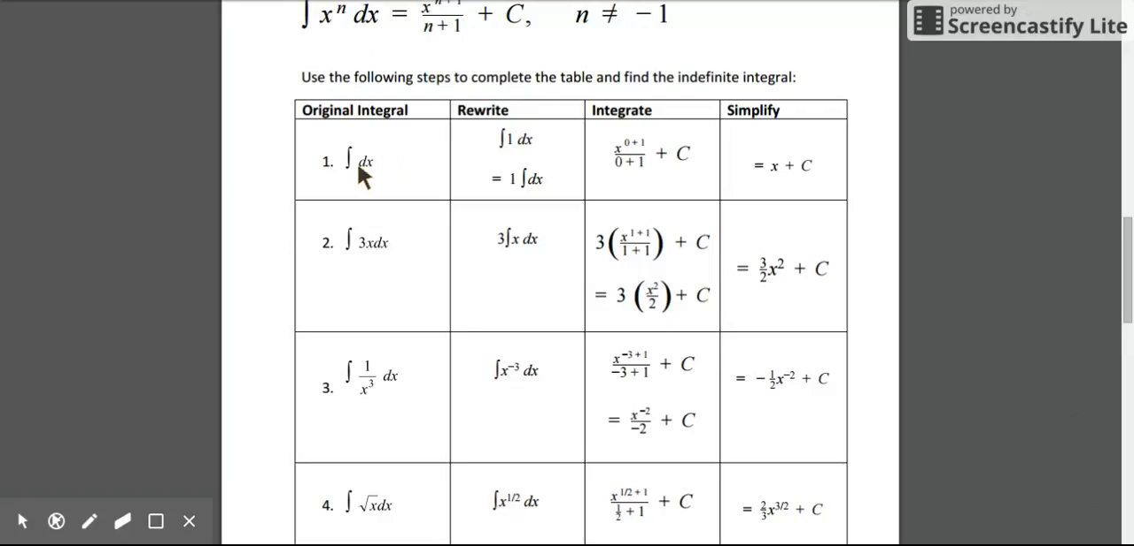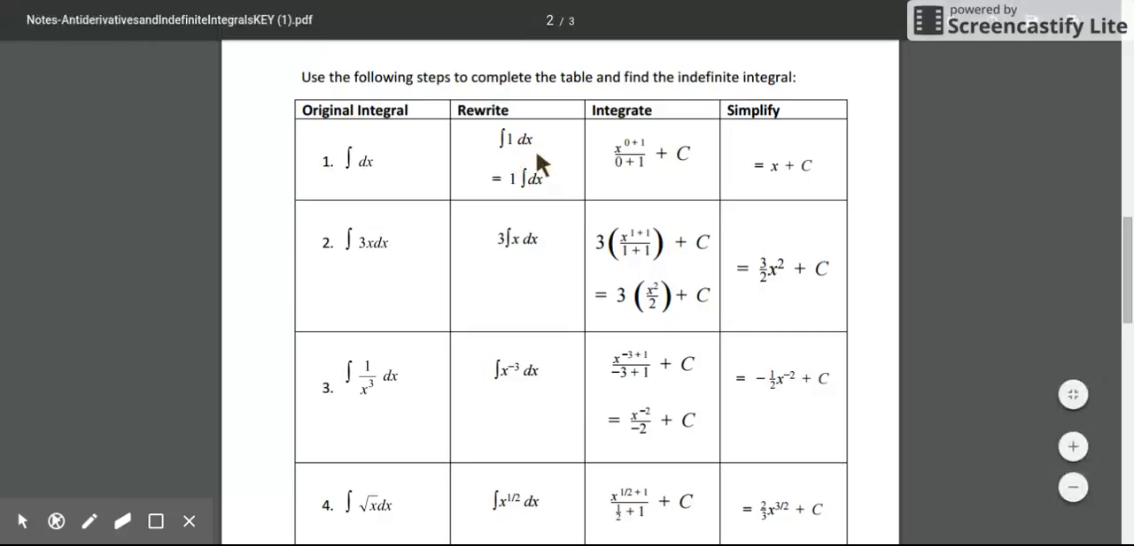So there's an implied 1 here. You can put any number here. The antiderivative of a constant is just the variable that we're using. So check out that variable for integration there. And that's the variable you're going to plug in after you integrate.